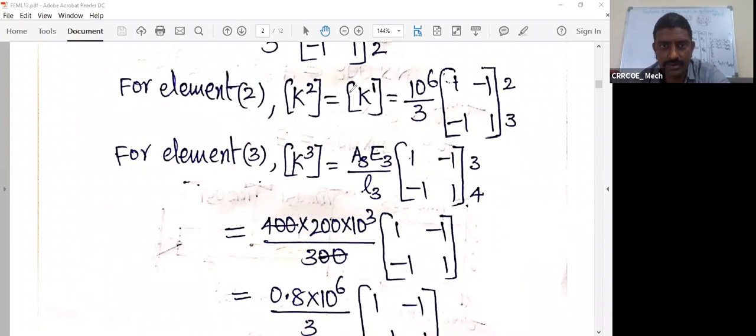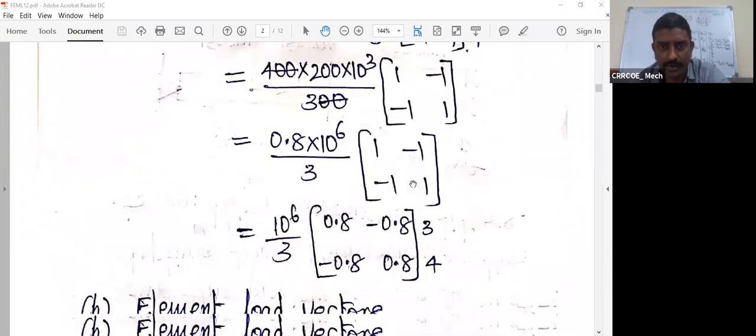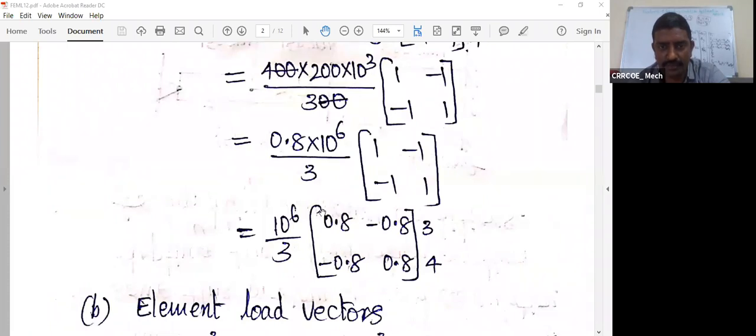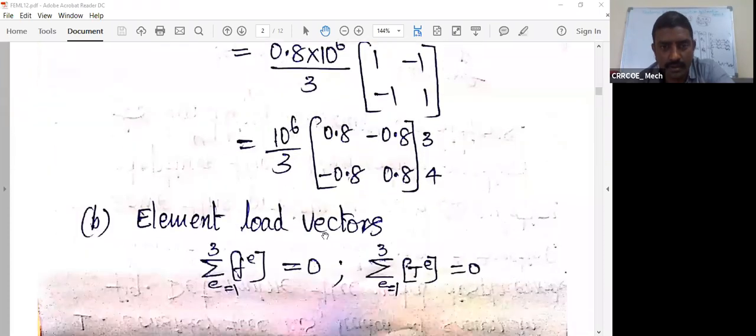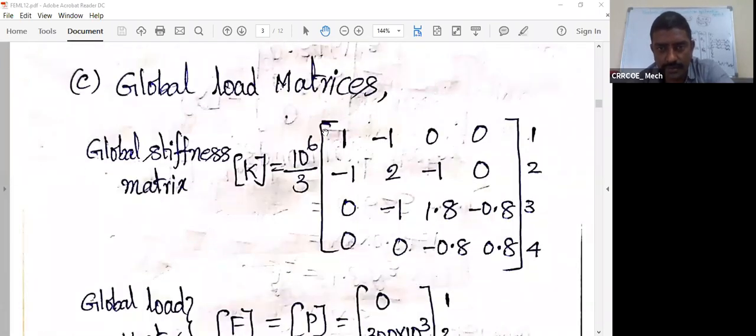On element 3, K33 is 0.8. So 1 plus 0.8, 1.8. Okay, so K44 is one value, with no value in element 1 and element 2. So just observe the diagonal elements in this global stiffness matrix. K22 is 1 plus 1, K33 is 1 plus 0.8, and K44 is 0.8.